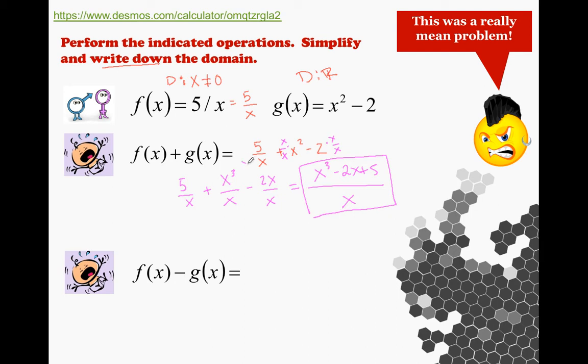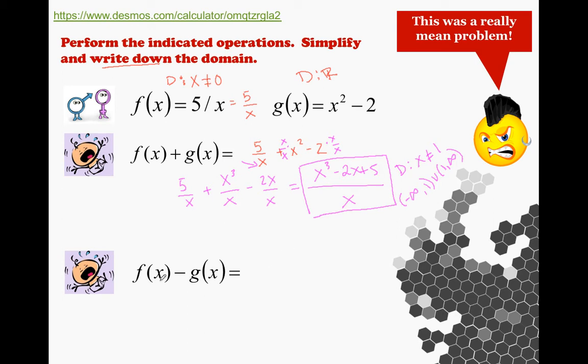I'm going to do the domain from where it was right here. I have an issue. There's my issue. So your domain here is that x cannot equal 1. It's everything but 1. You can write that as negative infinity to 1, union 1 to infinity, or all real numbers except for 1.